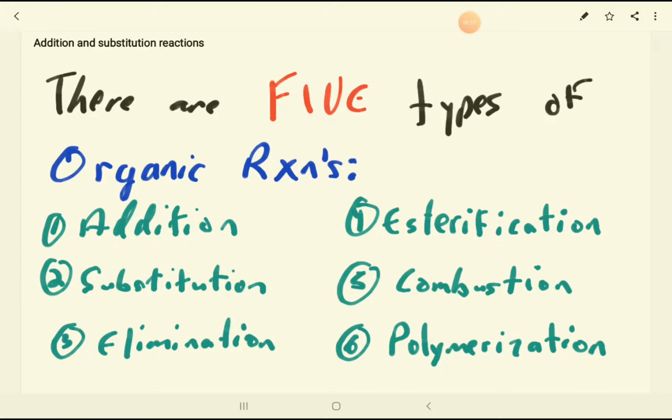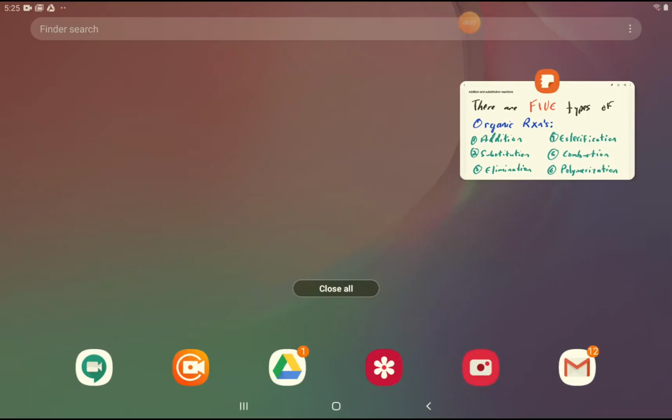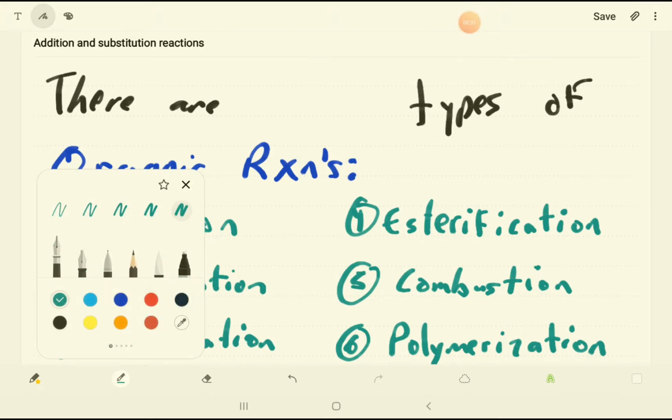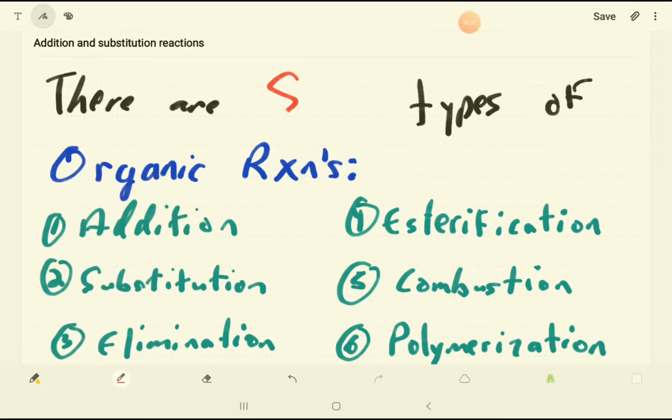There are 6. I know it says 5, but I've included the 6th one here. So what I'm going to do is just erase that. Your textbook says 5, but I included a 6 because really it is an important organic reaction. There are 6 main types of organic reactions, and we have already done this one.